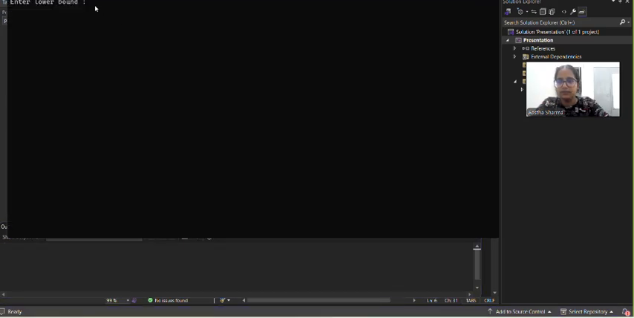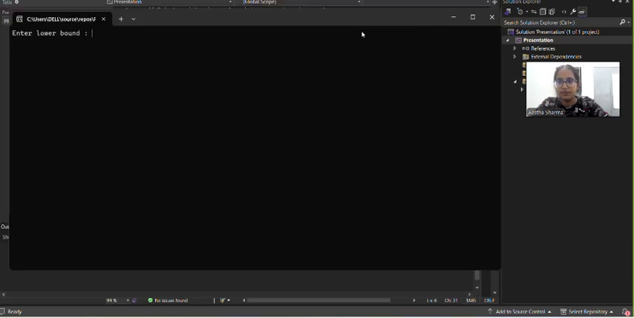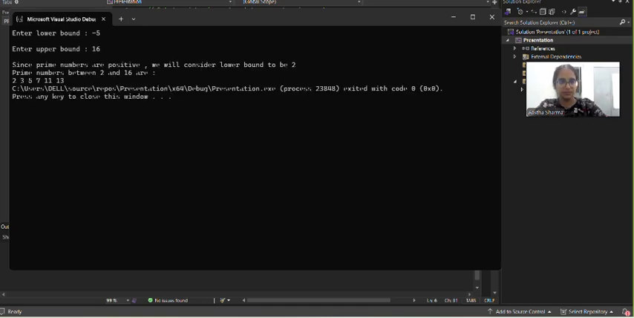Let's say the lower bound is minus 5 and the upper bound is 16. So here, since prime numbers are positive, we will consider the lower bound to be 2. So the lower bound is shifted from minus 5 to 2, and the prime numbers between 2 and 16 are 2, 3, 5, 7, 11 and 13.